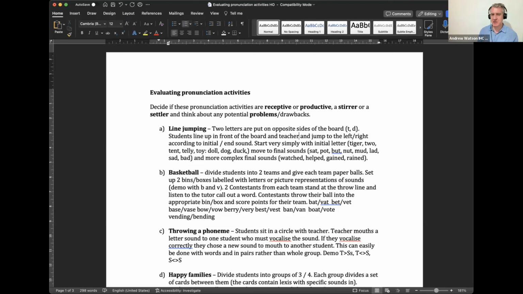Yeah, so if they hear a t sound, they jump to the left. If they hear a d sound, they jump to the right.